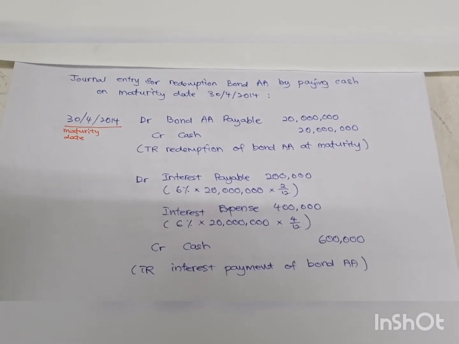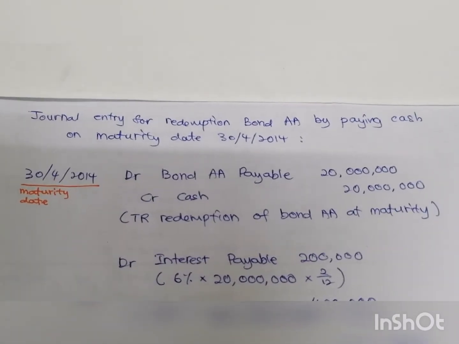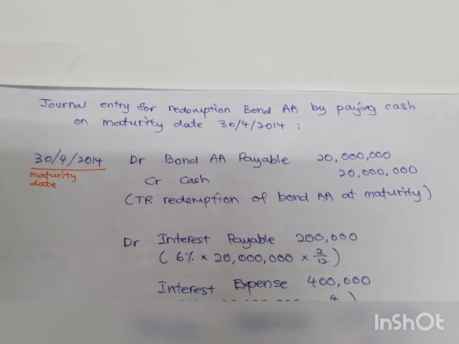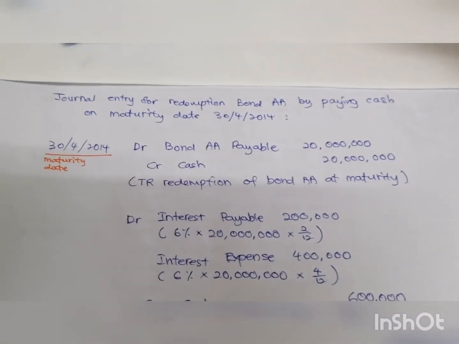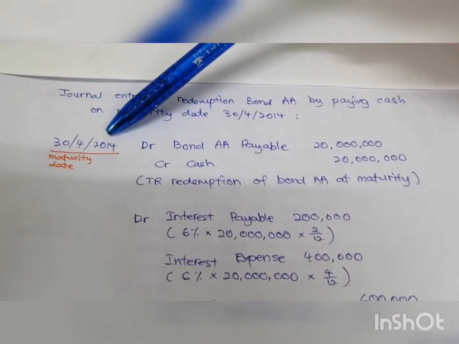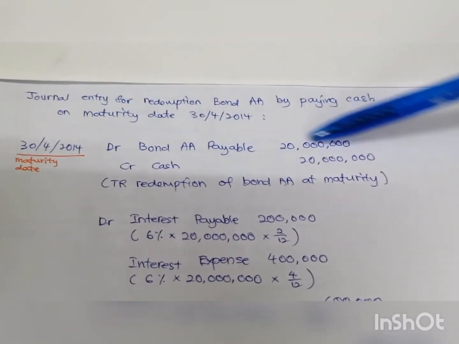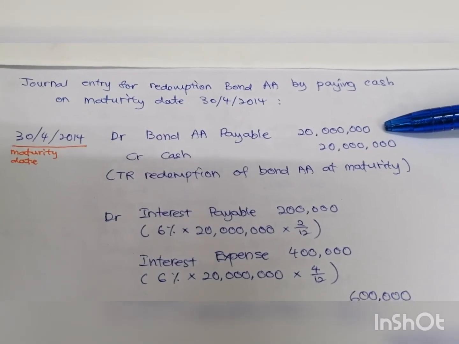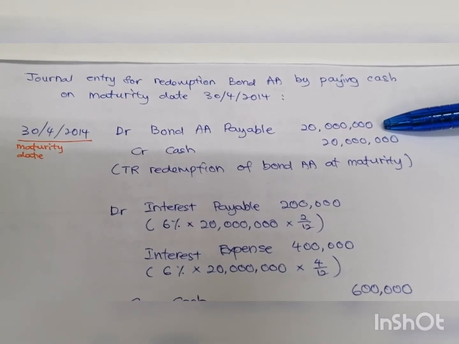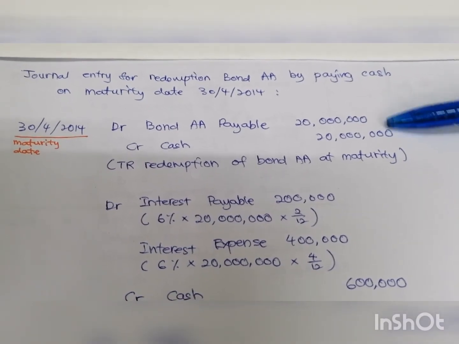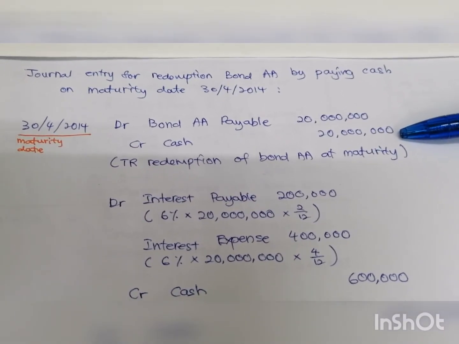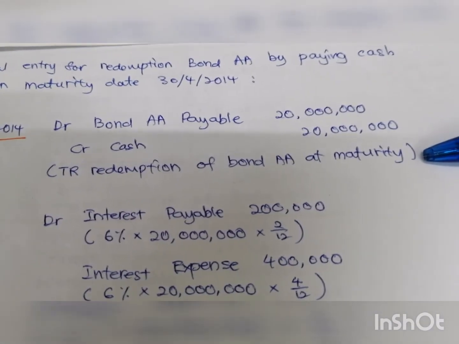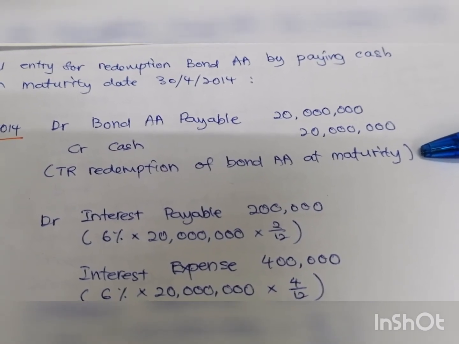Well, this will be the journal entry for redemptions bond AA by paying cash on maturity date 30 April 2014. So on the maturity date 30 April 2014, we shall debit bond payable AA 20 millions, then we credit cash 20 millions. So explanation will be to record the redemption of bond AA at maturity.